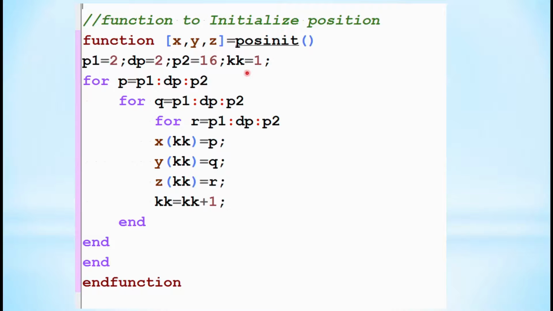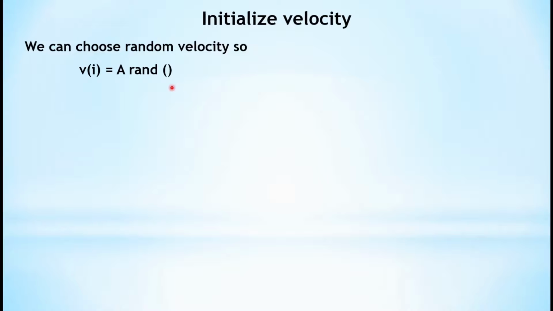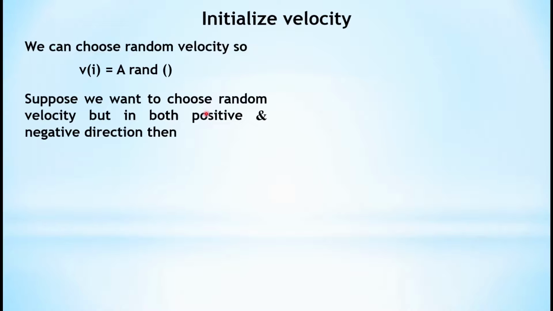Once we initialize the position, we have to initialize the velocity. We can choose random velocity. So vi is a random. Suppose we want to choose random velocity, but in both positive and negative direction. Then vi is a random minus 0.5. Rand is the function that will give values between 0 and 1.